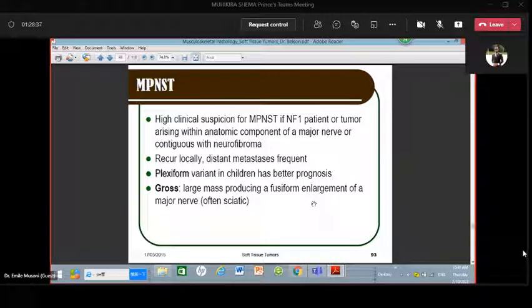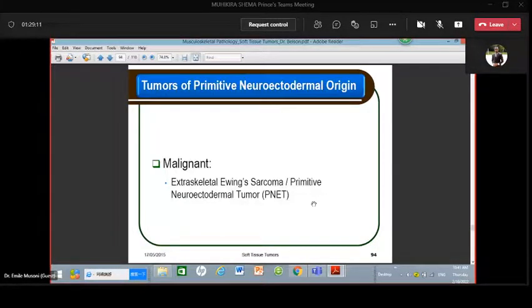Malignant peripheral nerve sheath tumor, if associated with a neurofibromatosis patient or a tumor arising in an anatomic component of major nerves or contiguous neurofibroma, this one recurs locally. At a distance, metastases are frequent. The plexiform variant in children has a better prognosis. Growth is a large mass producing a fusiform enlargement of a major nerve, most of the time the sciatic nerve.